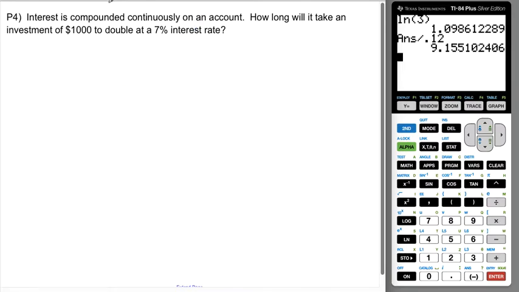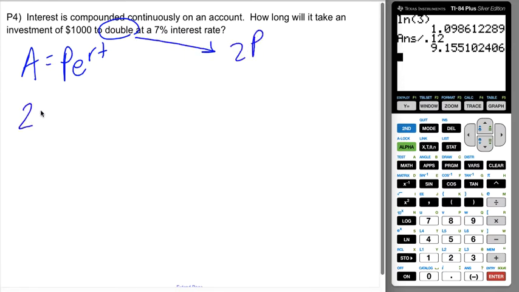Same idea, pause me if you want. So we want to know how long it'll take your investment to double, right? So we know that it's A equals Pe^(rt). Well, if I want my investment to double, that would be double the initial amount, right? So 2P is Pe^(0.07t).